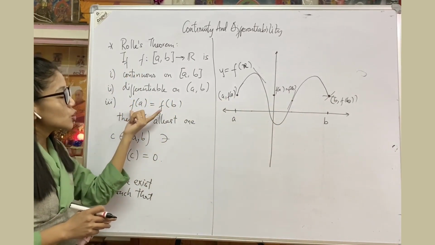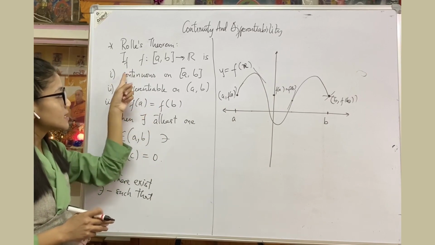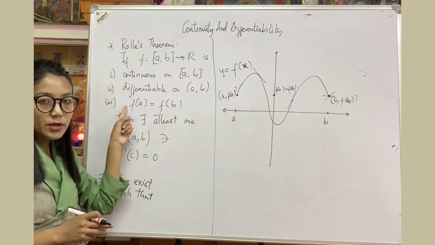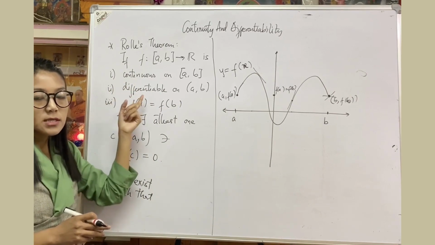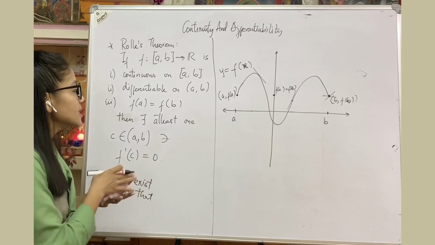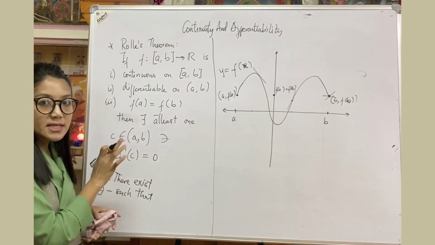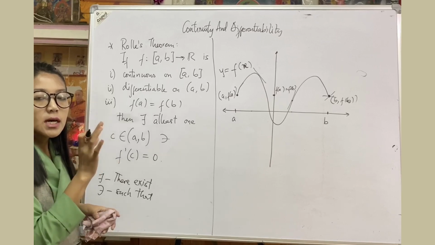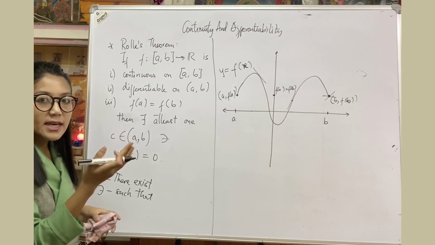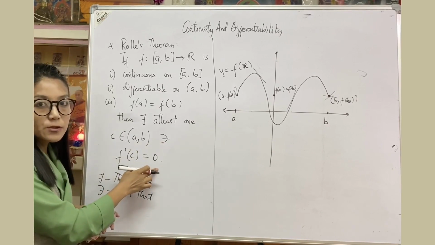Now what this theorem says is, if a function is satisfying all these 3 conditions, this is your hypothesis, then within the interval AB there exists at least one C. At least one C means more than one C can exist, but at least there will be one C such that f dash C will be equal to 0.